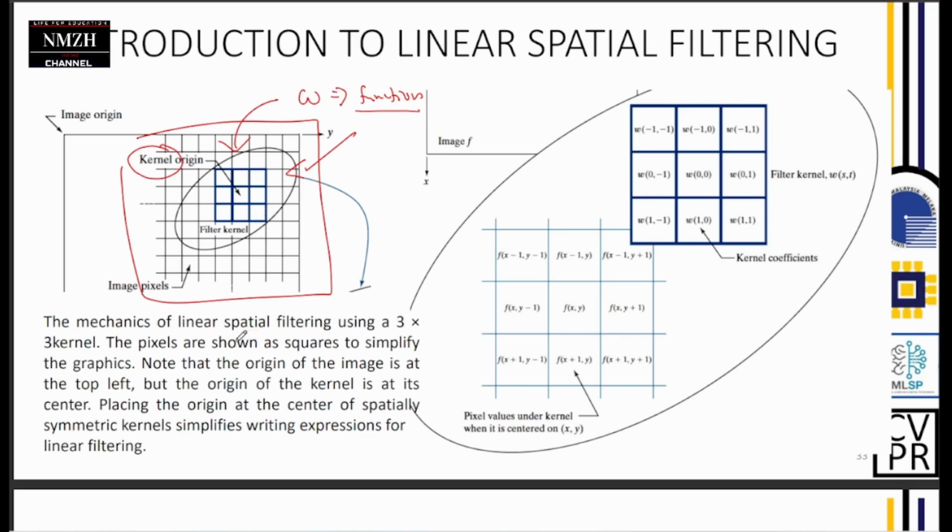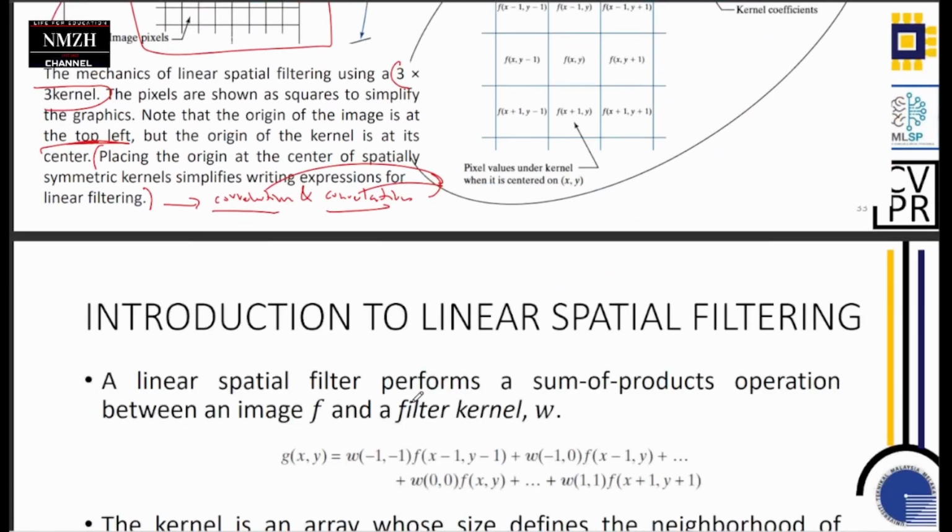The mechanics of linear spatial filtering by 3 by 3: the 3 by 3 kernel reflects the blue box here. Pixels are shown as squares to simplify the graphic. Note that the origin is the top left. By placing the origin at the center of the spatially symmetric kernel, we can write the expression for linear filtering. This will be discussed later on, along with correlation and convolution afterwards. We have two examples to be discussed today, and we'll discuss those later on.